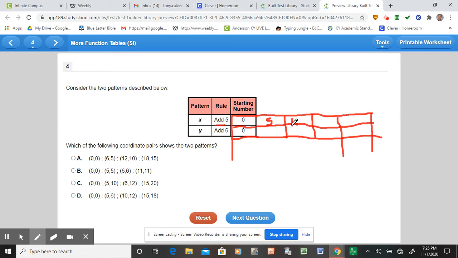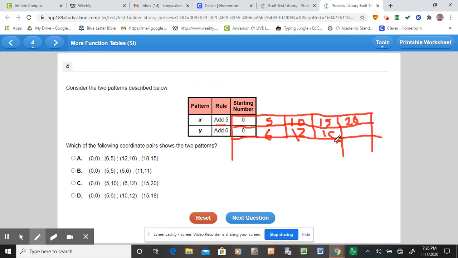This would be 10. And this would be, of course, 15. And 20. Right there. Okay, now the bottom row says add 6. So we'll add 6 there. 6 plus 6 is 12. Every time you move over to the right, you add 6.